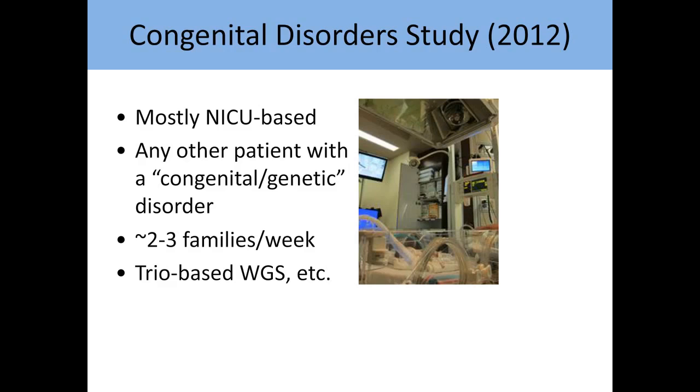Again, some of these are obvious at birth. Some of these, such as developmental delay or immunodeficiencies, might not show up until slightly later. Again, it's a much smaller study because fortunately these conditions aren't as common. But we get a few families a week on average, and we use the same methods I mentioned before, trio-based whole genome sequencing, other omics, all married with clinical data.